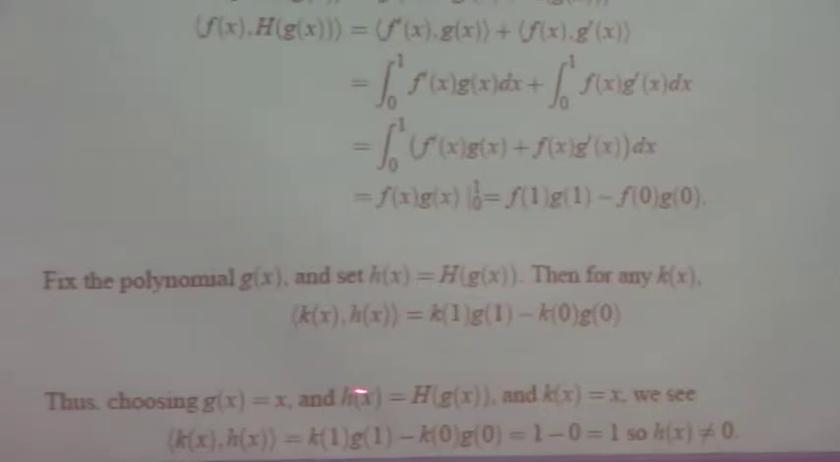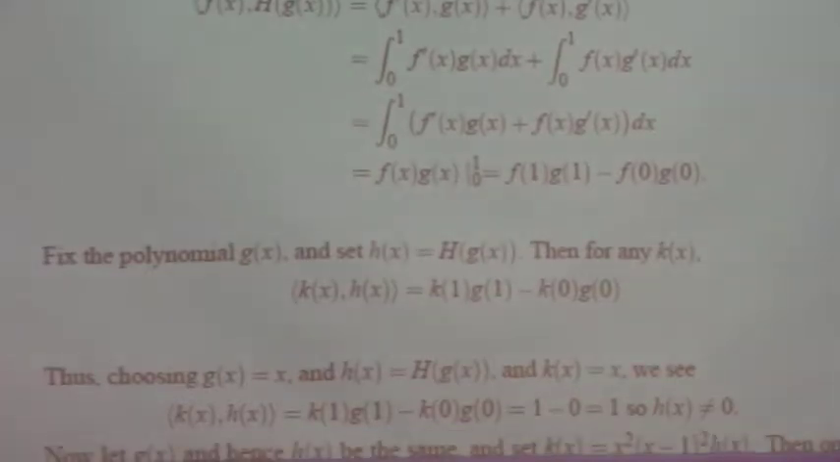Okay, so we look at that function here, and here's little h of x. And let's take the function k of x equal x as well. So when we look at them, we get that this inner product here is k of 1 g of 1 minus k of 0 g of 0. So k and g are both the function x, so this is 1 times 1 minus 0 times 0, so that's equal to 1. So in particular, since k of x evaluates non-zero against h of x, h of x is not the zero function.